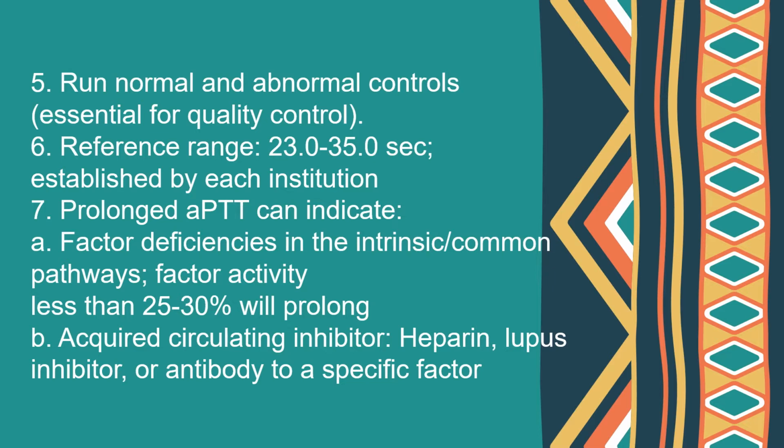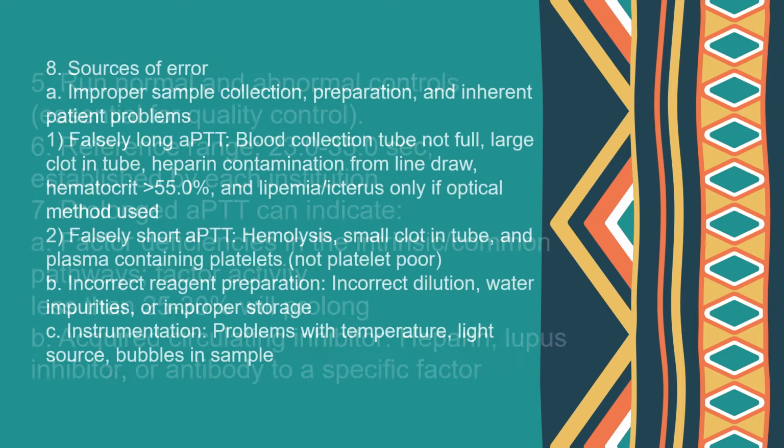What does a prolonged APTT mean? Letter A, it can be because of deficiencies in any of the factors found in the intrinsic or common pathways. Factor activity less than 25 to 35% will lead to a prolonged APTT. And this can also be because of the presence of an inhibitor, for example, heparin, lupus inhibitor, which is an antibody, or another antibody to a specific clotting factor.